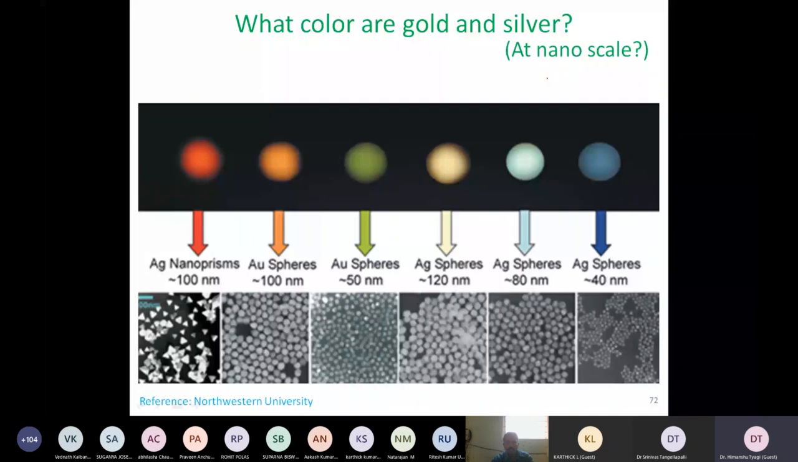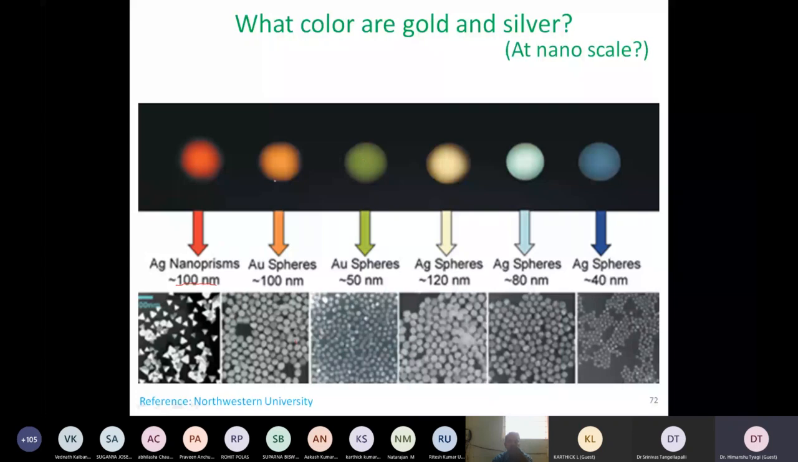This slide has been taken from Northwestern University, the reference is shown over here, where they have experimentally shown this at very small size. You can see the size is of the order of 100 nanometers, sometimes 50, 80, or 40 nanometers, and these are mixtures. Some cases are silver, some cases are gold, that is clearly mentioned, but the interesting thing is the resulting color. Can we imagine gold having a green color or silver having a red color? But these are experimental, actual results.